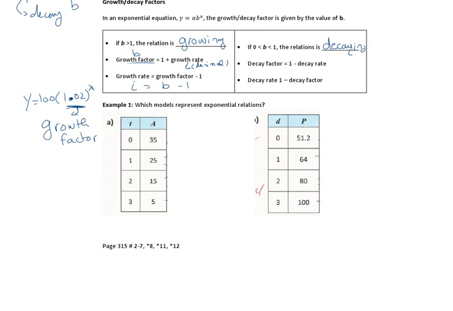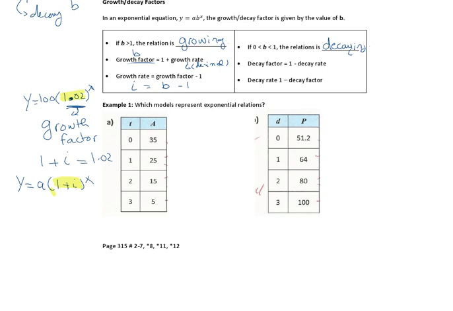How did you get that growth factor? How did we get 1.0802? Because b is greater than 1. It is 1 plus I. So to get 1 plus I, remember the formula, this is the formula. So basically this right here is 1.02, so 1 plus I is equal to 1.02. Are you okay with that?